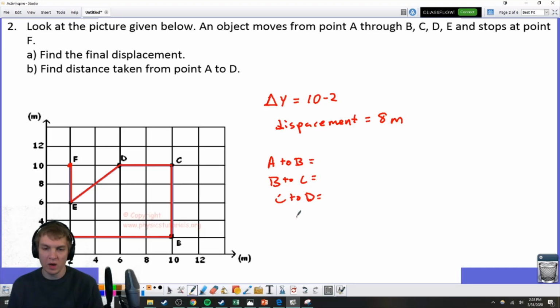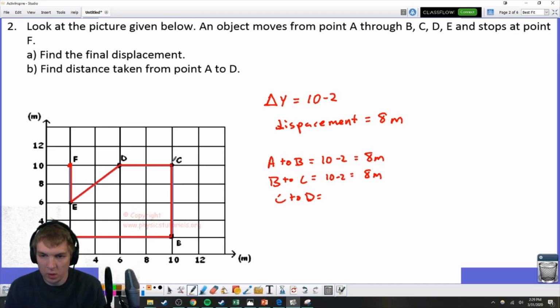Well, fortunately for us, they're straight lines that go either horizontally or vertically. So horizontally, it's going from 2 to 10. So 10 minus 2 gives us a difference of 8 meters. So that's going on the x-axis. From B to C, that's based off of the y-axis. So we're going from 10 to 2 again. So 10 minus 2, the difference there is 8 meters.